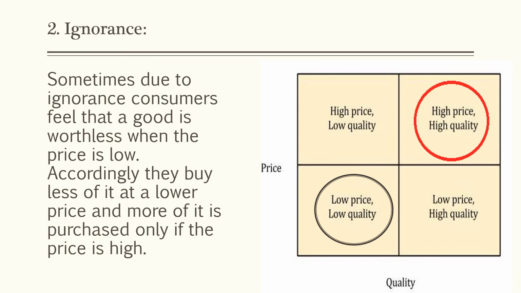It may not always be necessarily true, but there is some kind of a feeling that consumers have, and if they have this kind of feeling, then when the price is low they will buy less of it, and when the price is high they may buy more of it. So therefore this becomes an exception to the law of demand. Why does it become an exception? Because the law of demand says that at a high price less is demanded and at a low price more is demanded. But here in the case of ignorance, when a consumer feels that a low price good means low quality, then he will buy less of it.